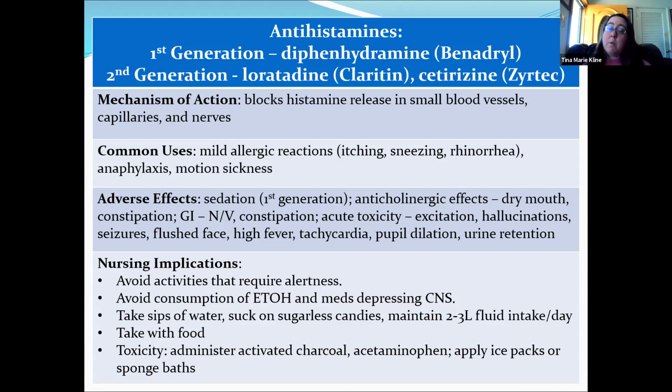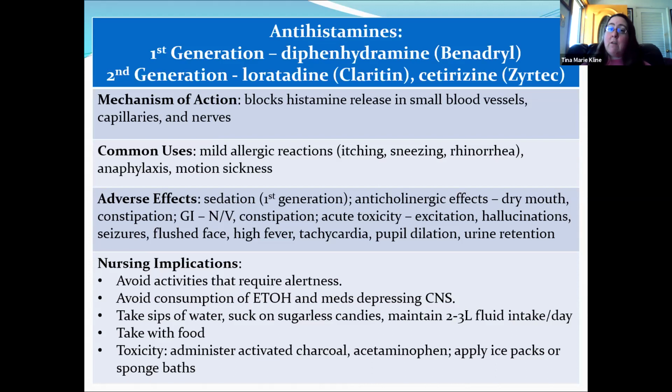It will cause pupil dilation. So if your patient has glaucoma, not such a good thing. It will also cause urinary retention. So if your patient has a history of enlarged prostate or urinary retention, definitely your Benadryl is not a good idea because of those anticholinergic side effects.